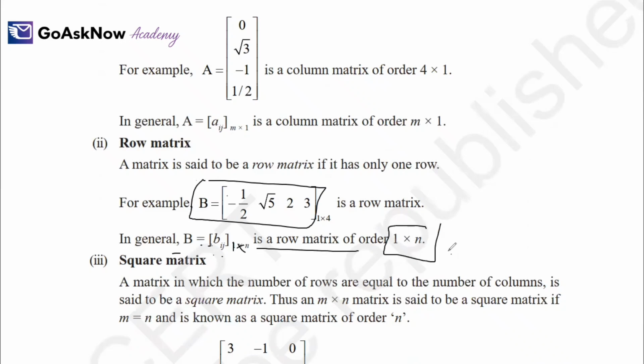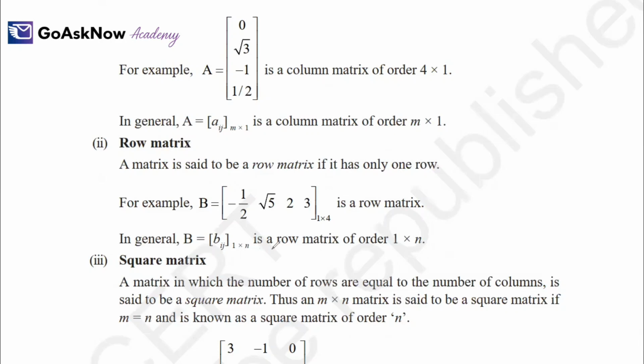So this is also obvious. Square matrix. What is a square matrix? This is very important for you because in this chapter you will deal with these matrices only, or majorly this matrix. Okay, let's see what this is. A matrix in which the number of rows is equal to the number of columns is said to be a square matrix. So if you have one row and one column, or two rows and two columns, three rows and three columns, it means that your number of rows and number of columns should be equal. That matrix is called your square matrix.